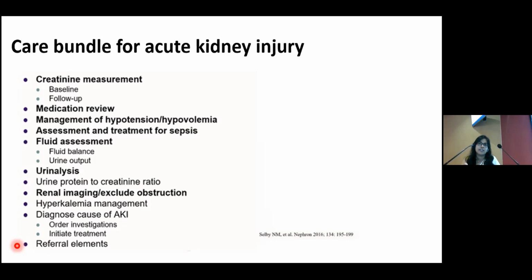In KDIGO, to diagnose AKI, there should be rising creatinine more than 0.3 milligram per deciliter within 48 hours, or rising creatinine more than 1.5 times within 7 days. And also the urine output should be less than 0.5 milliliter per kg per hour for more than 6 hours. So you have to diagnose the AKI and then find out the etiologies of the AKI by doing the investigations. You have to see whether it is pre-renal, intrinsic or post-renal AKI, and assess the patient's fluid status, and then assess the patient's complications of the AKI.